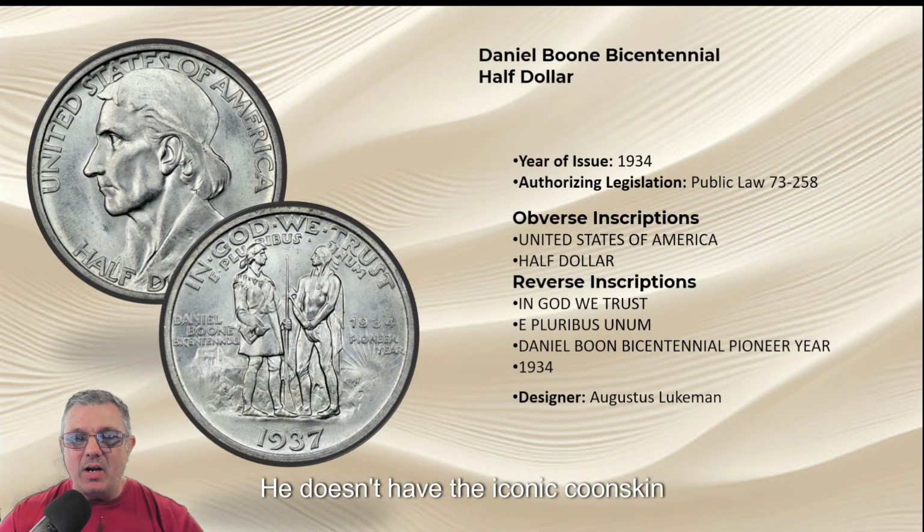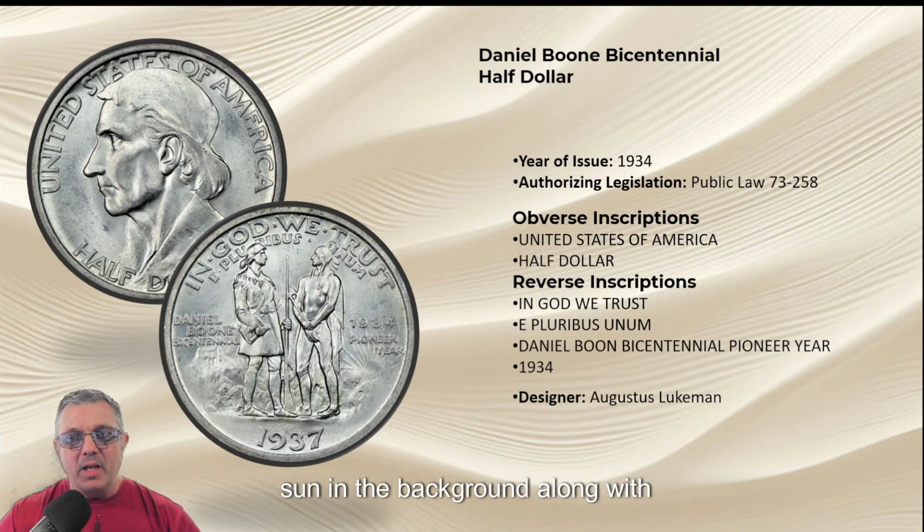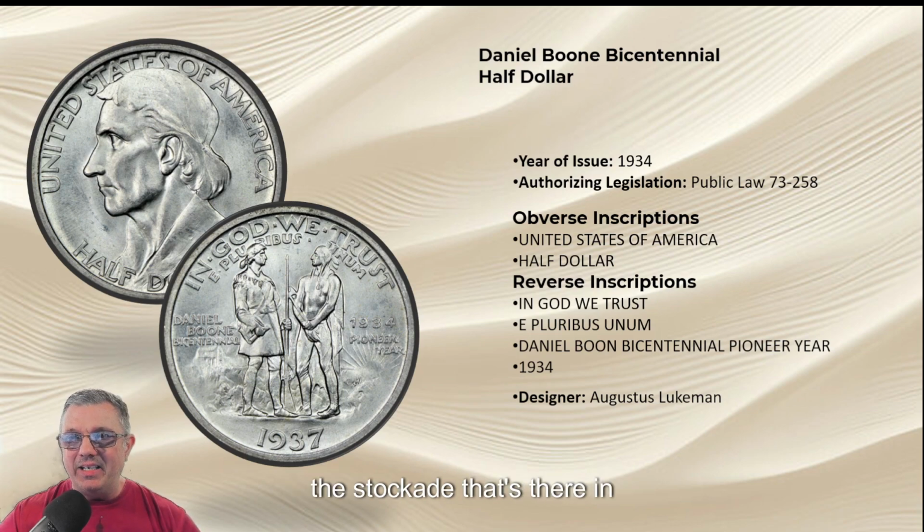He doesn't have the iconic coonskin cap that he's usually shown with, but on the reverse, you're going to see him in that hat. You're going to see him talking to a Native American. He's holding his rifle and a map of Kentucky. You're going to see that sun in the background, along with the blockhouse, the stockade that's there in the background. A really neat coin. Again, an American icon, Daniel Boone, famous for all sorts of fun stories.